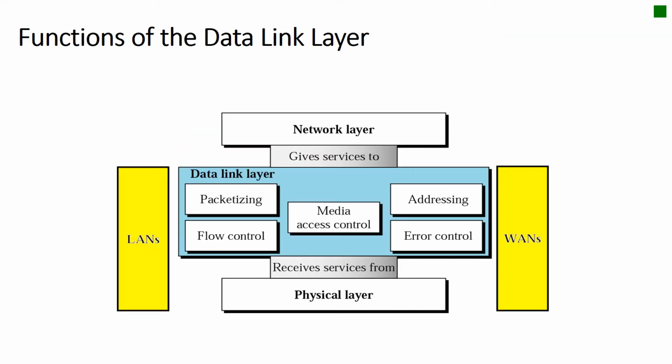Okay? So as a review again, what are the functions of the data link layer? The data link layer receives services, of course, from its lower layer, which is the physical layer. And it gives services to its upper layer, which is the network layer. So, some of the functions of the data link layer include flow control, media access control, MAC addressing or physical addressing, packetizing, and of course, the error control. So, error detection and error correction is under error control.